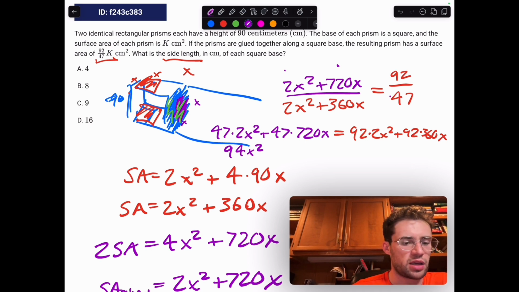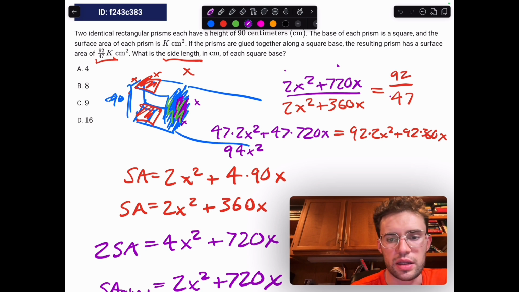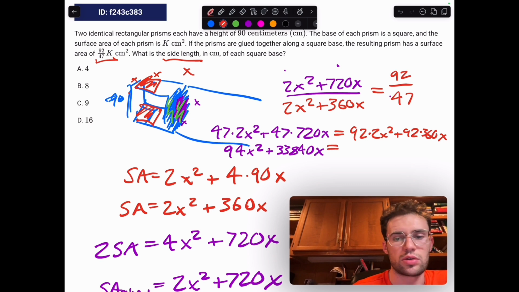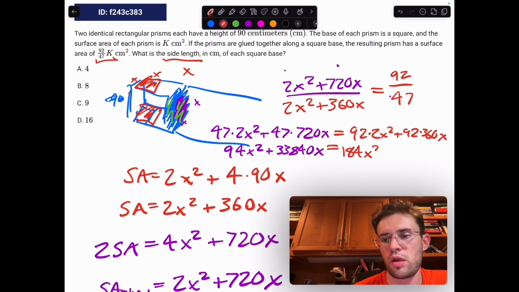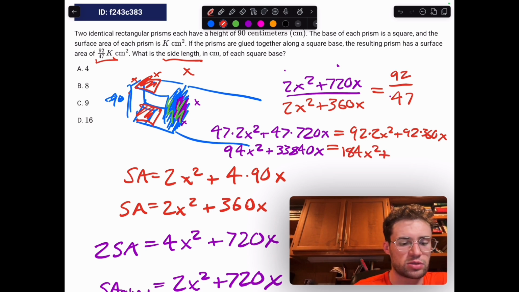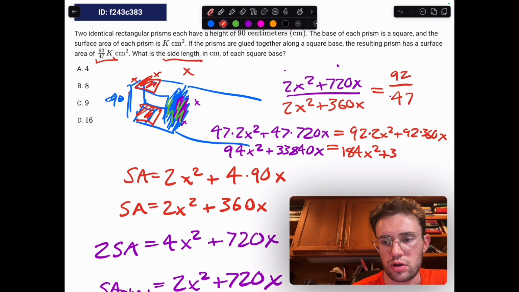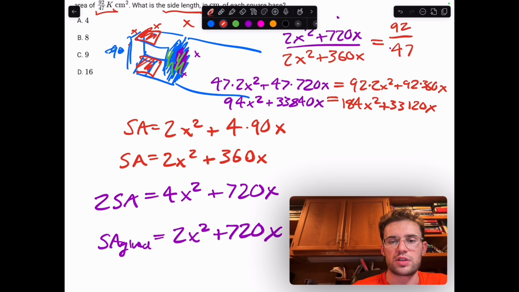47 times 720 is 33,840x. And that's equal to 92 times 2, which is 184x squared, plus 92 times 360, which gives us 33,120x. All right, so now let's put the x squareds on one side and the x's on the other side. So minus 94x squared from both sides. That leaves us with 90x squared on this side.